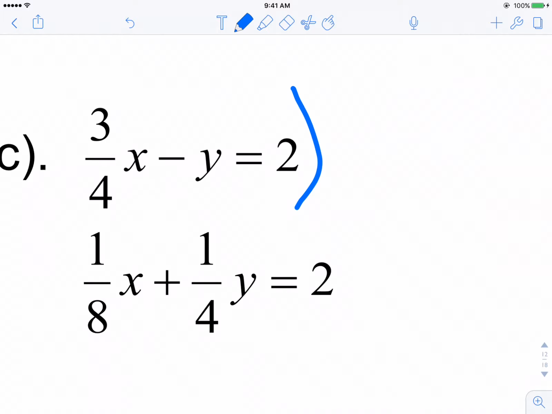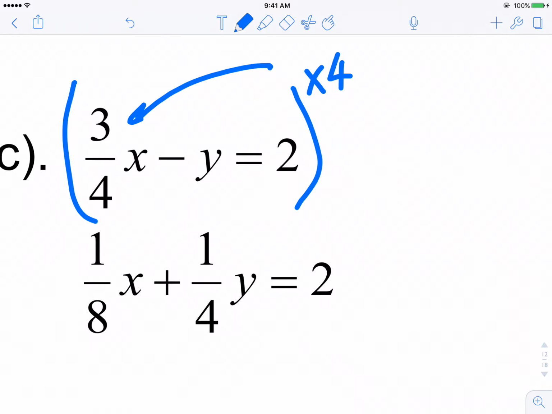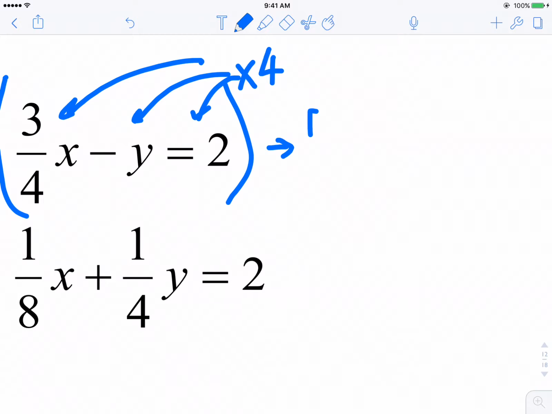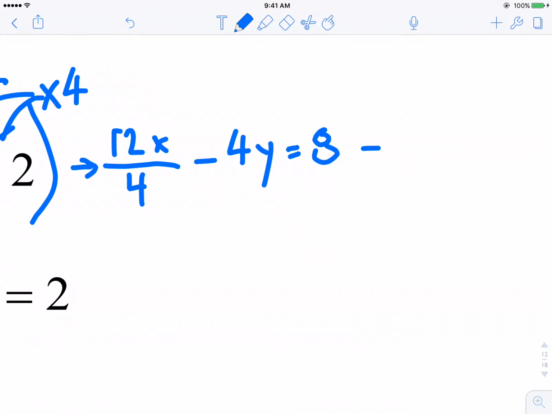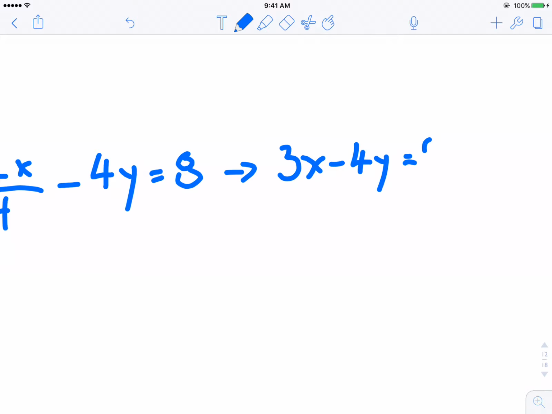So this equation, my common denominator is 4. So I'm going to multiply everything in this equation by 4. I'm going to multiply the 3 over 4x, I'm going to multiply the y, and I'm going to multiply the 2 by 4. And that's going to give me 12x over 4 minus 4y equals 8. And you'll see that 12x over 4 simplifies and reduces to 3x minus 4y equals 8.